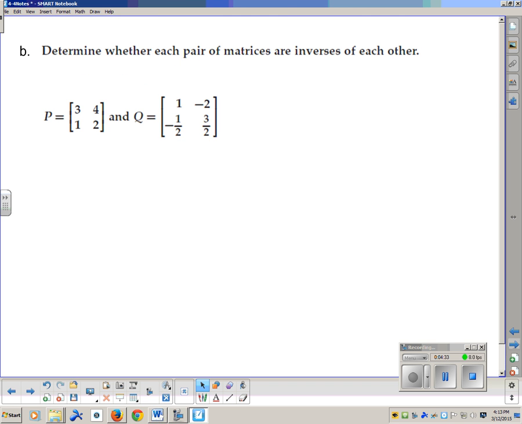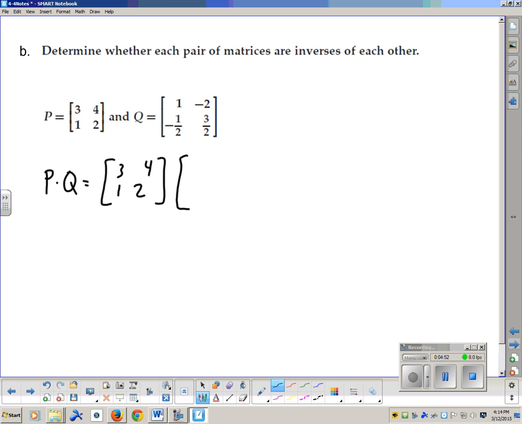Okay, let's try another one here. Same thing, except now we got p times q. So to be inverses of each other, we want p times q to equal 1, 0, 0, 1. So let's do that. Multiplying p times q, 3, 4, 1, 2.